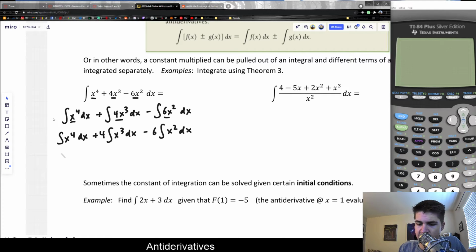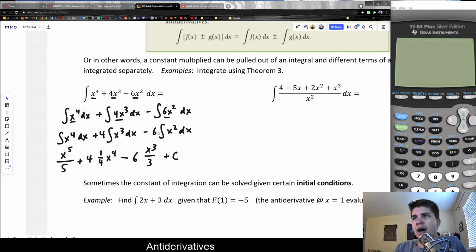So here I should have x to the fifth over 5. Then this one would be 4, and for x cubed, I would add 1 and drop the reciprocal, so I'd have plus 4 times 1/4 x to the 4. And then with the last one, this one is x squared, so I have 6 times x cubed over 3.